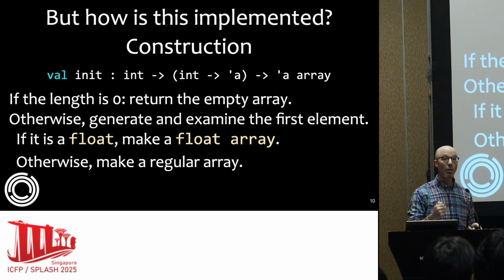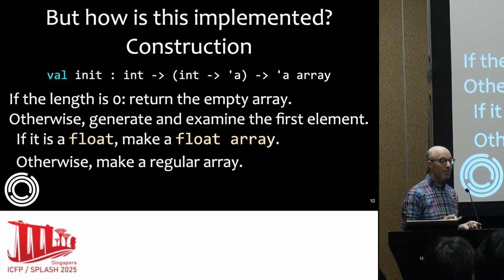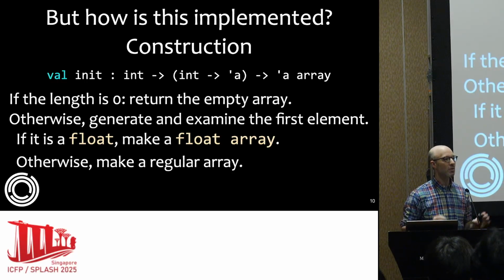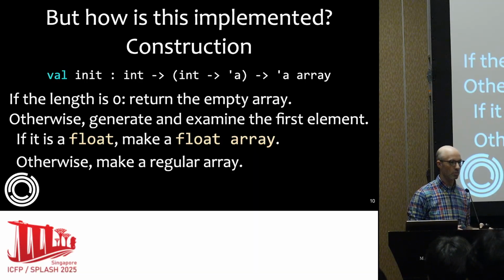Otherwise, there's at least one element. So we generate the one element. We generate the first element, and then we have to look at it. If it's a float, good. Then we know that we can make a float array. If it's not a float, then we're going to make a standard uniform array.